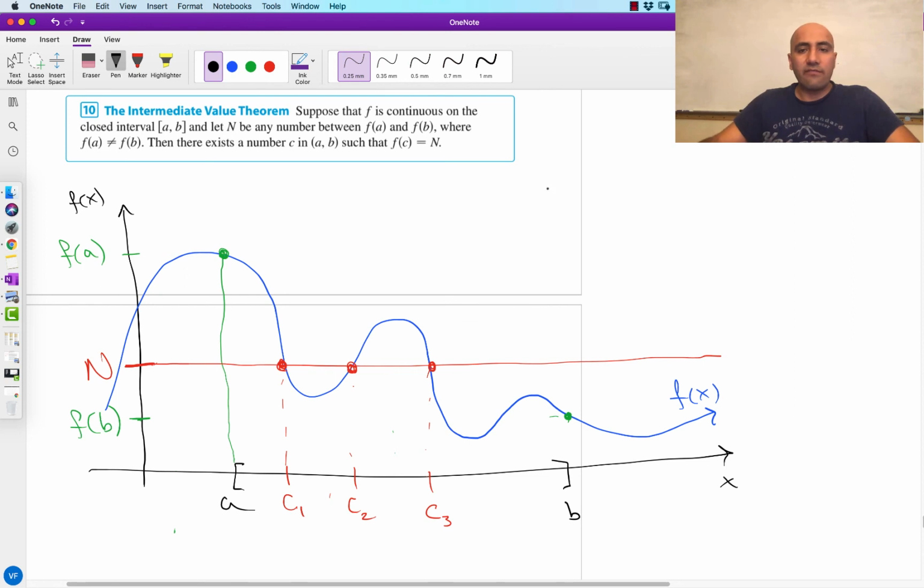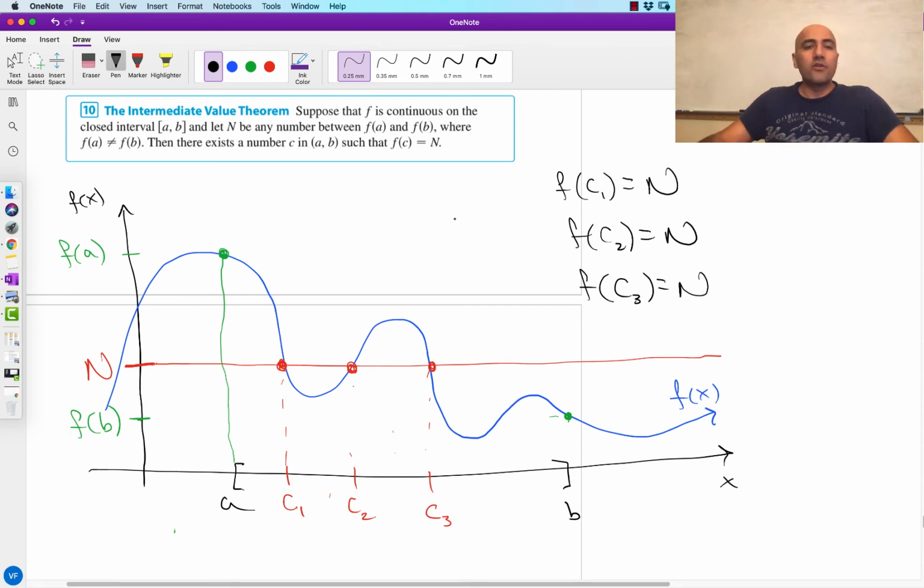All of them satisfy the condition that f of c1 equals capital N, f of c2 also equals capital N, and also f of c3 equals capital N. So this theorem says that there must be at least one. There could be many more, as you see here. There could be an infinite number of them, but you cannot have zero of them. It's not possible for you to draw a graph that satisfies these conditions and somehow this isn't true, right?